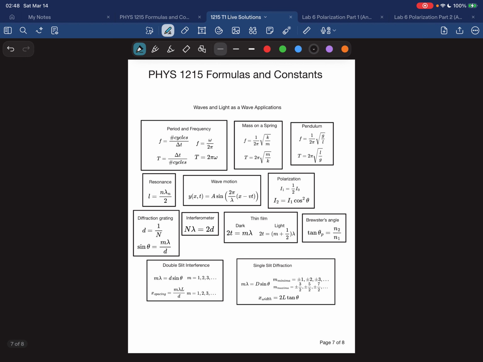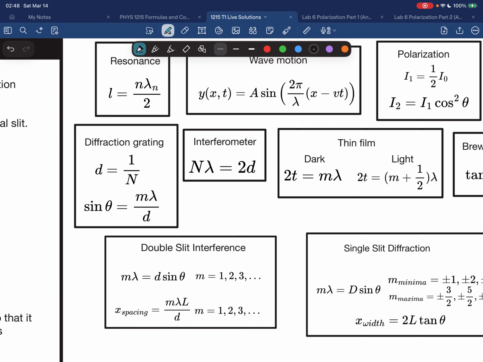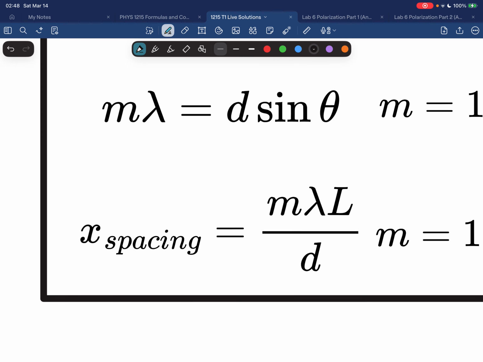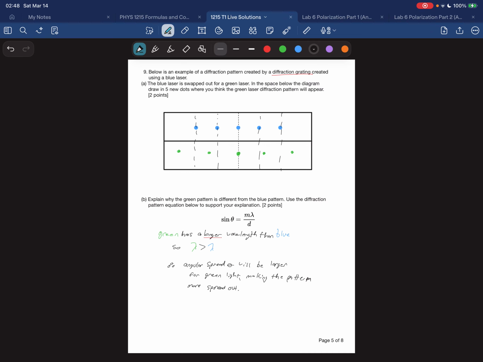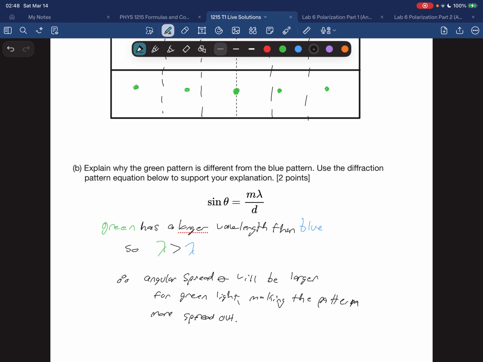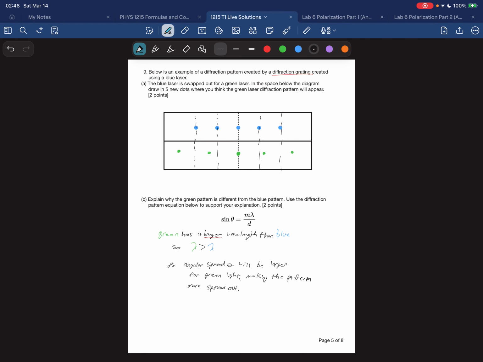Now, some people tried to answer this using double slit interference with X spacing being with this formula here. Now, while your reasoning was correct, it didn't quite make sense with how you were explaining it. I spoke to you in person about this, and we went over it and talked about the differences there. But just know that formula is not to be used for this. It is a diffraction grating question. So that was question 9.